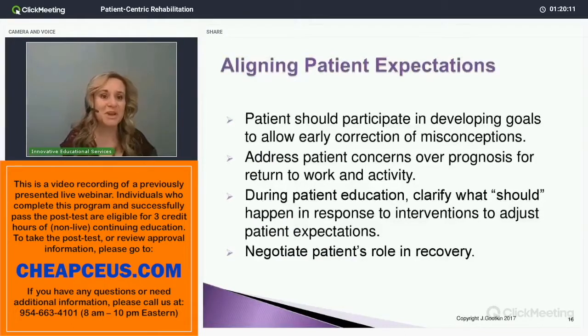How do we get our patients to align their expectations then? We need to accomplish this somehow. In our initial conversations with the patients, we have to address any misconceptions that they have, what is and is not possible, and then try to negotiate that. We also want to let patients have mini expectations. That's definitely helpful for them.